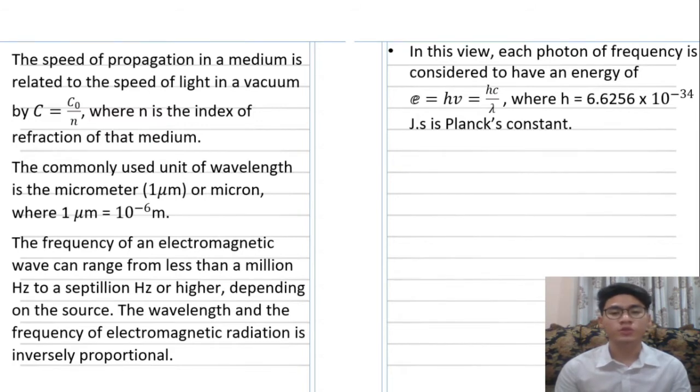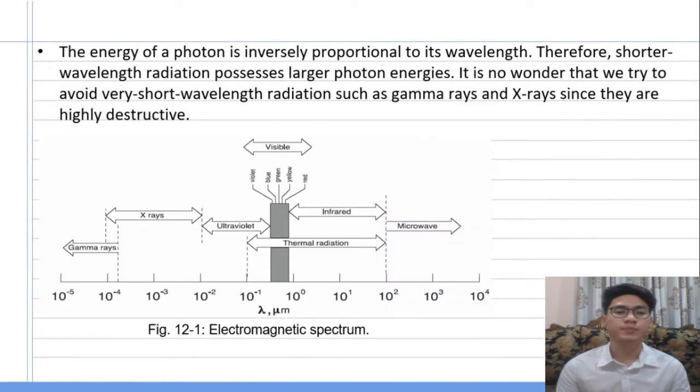It has proven useful to view electromagnetic radiation as the propagation of a collection of discrete packets of energy called photons or quanta, as proposed by Max Planck in 1900 in conjunction with his quantum theory. In this view, each photon of frequency v is considered to have an energy of E equals hv equals hc over lambda, where h equals 6.6256 times 10 to the power of negative 34 is Planck's constant.